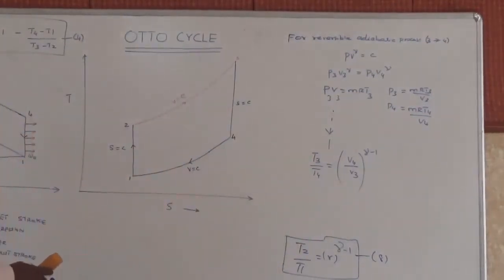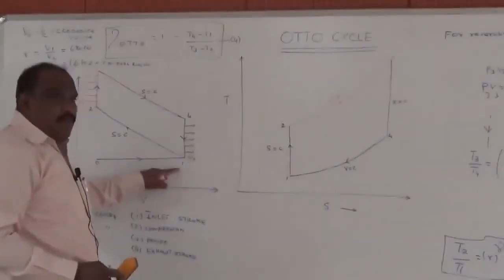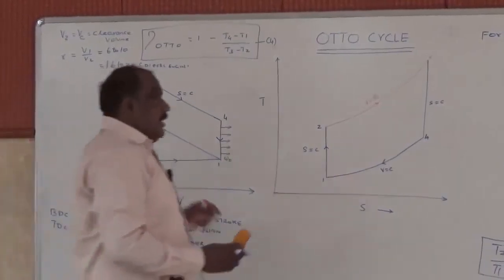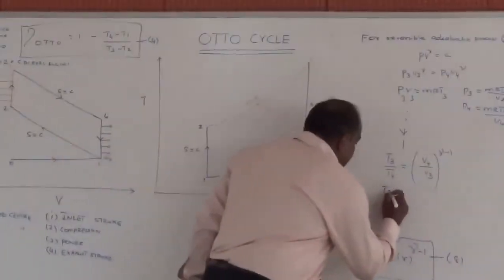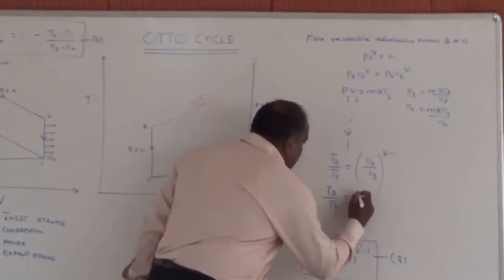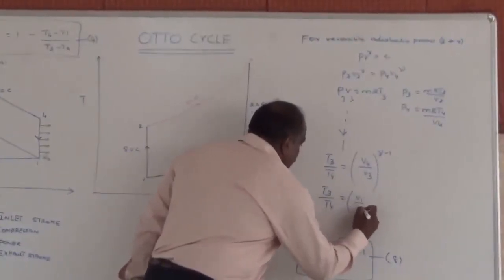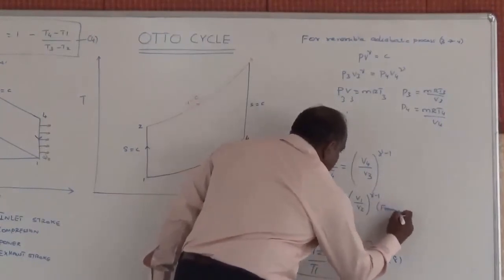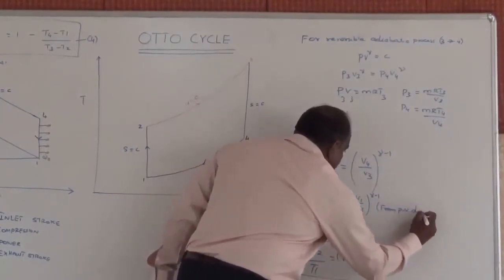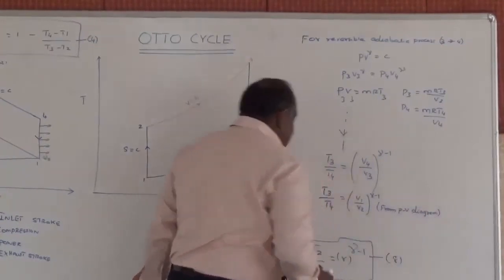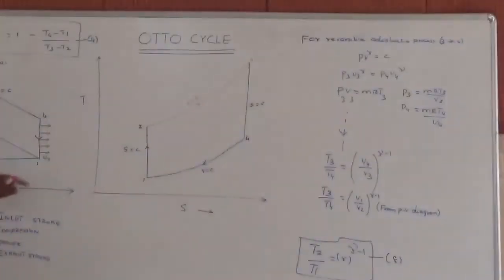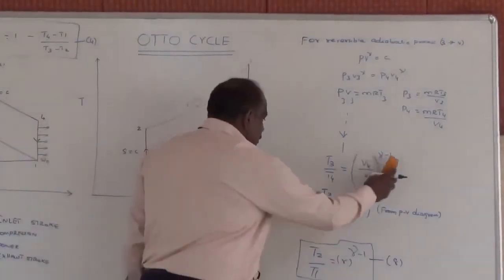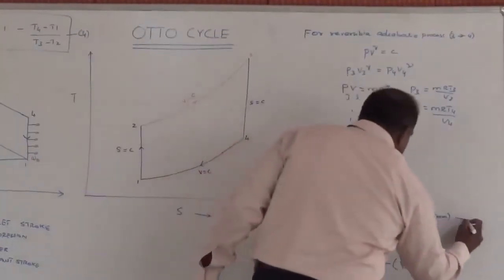So what is V4? V4 will be equal to V1 from this PV diagram. And what is V3? V3 will be equal to V2 from the diagram. So we can see that T3 by T4 is nothing but V1 by V2 whole power gamma minus 1. How did I get this one? From the PV diagram. From the PV diagram we can see that V4 equal to V1 and V3 equal to V2. Let us name this as equation number 9.